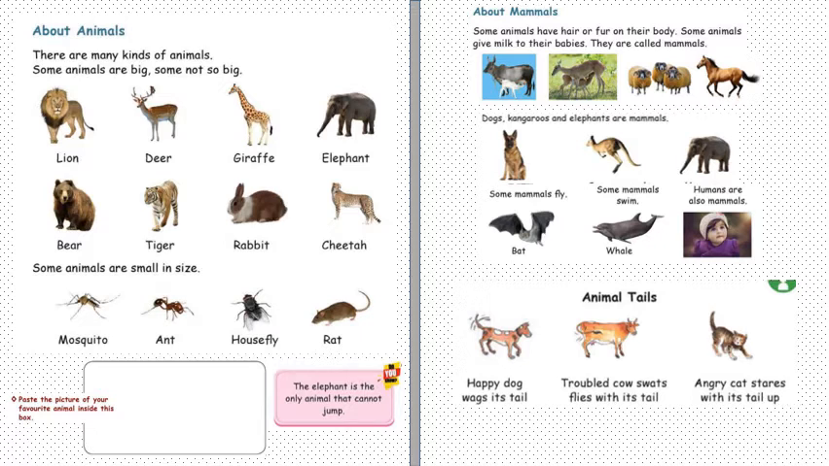Now these are some facts for your information regarding the tails of animals. A happy dog wags his tail, a troubled cow swats flies with its tail, an angry cat stays with its tail up.